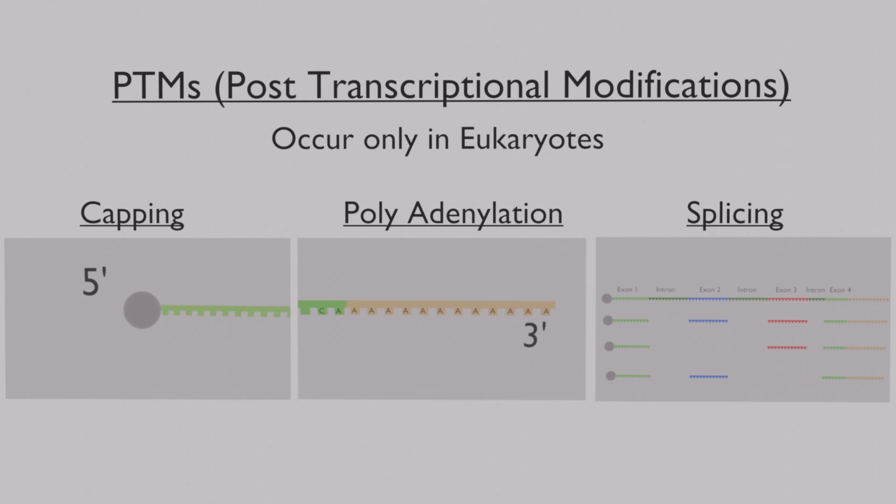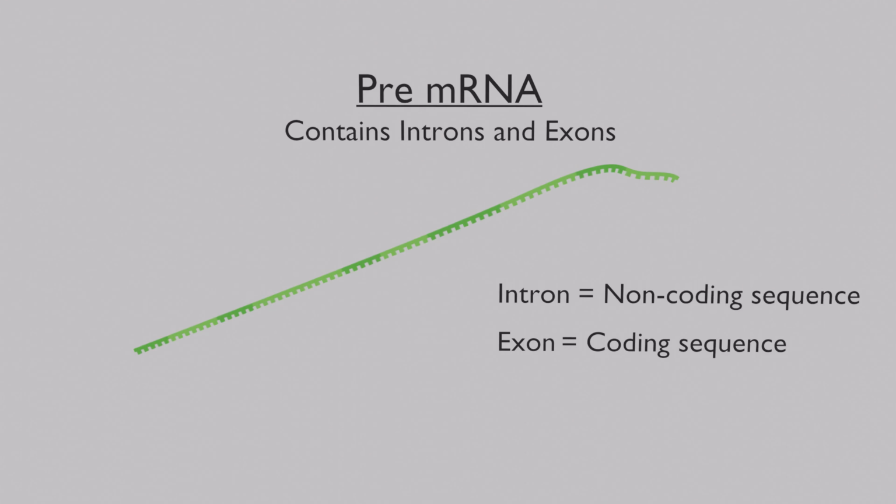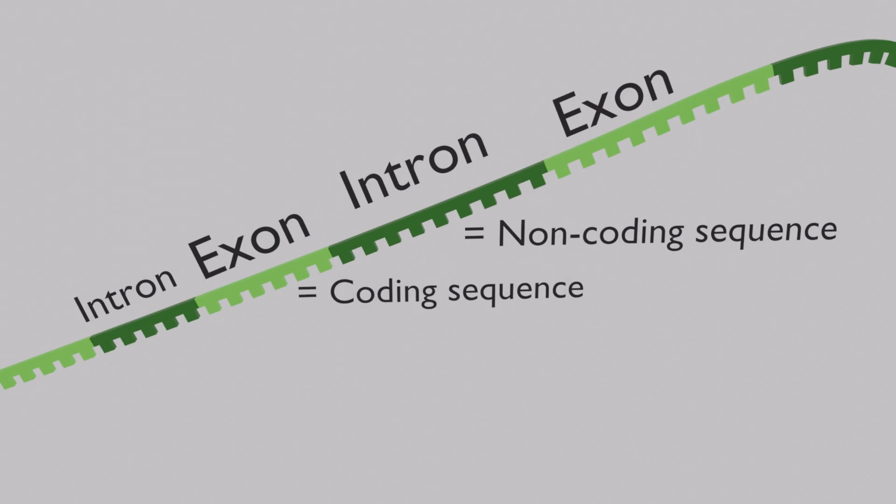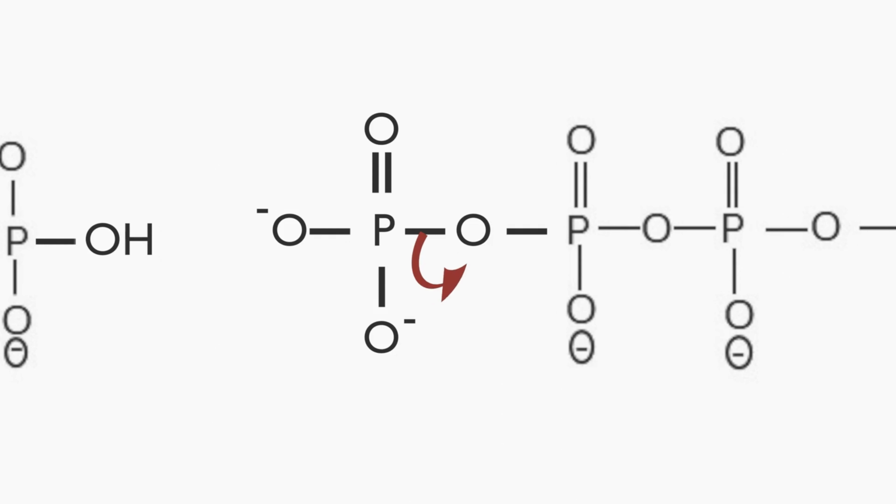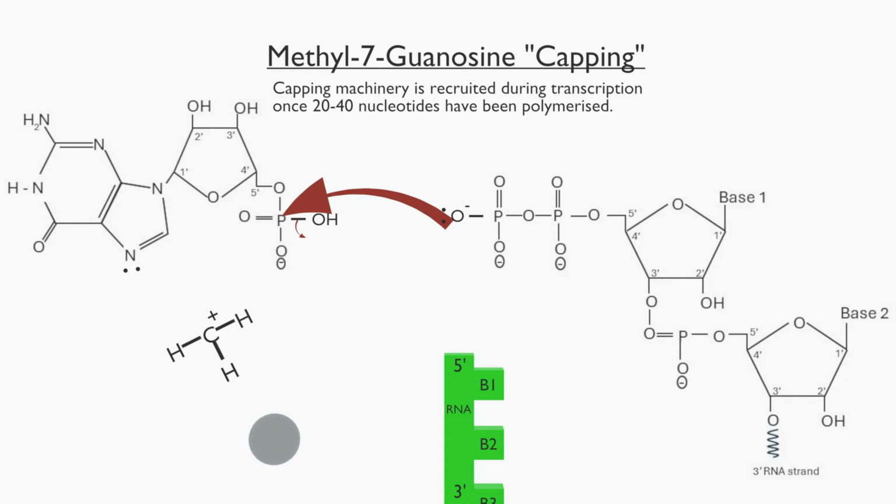Post-transcriptional modifications occur only in eukaryotes. These are capping, polyadenylation, and splicing. Pre-mRNA is formed first in the nucleus, which contains both introns and exons. The 5' end of mRNA is altered by the addition of 7-methylguanosine. This terminal group is called a cap, necessary for translation.